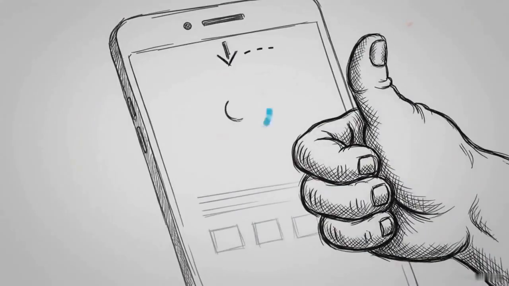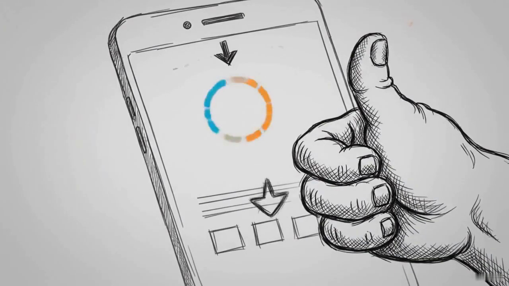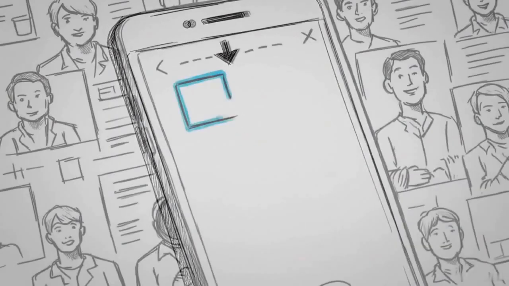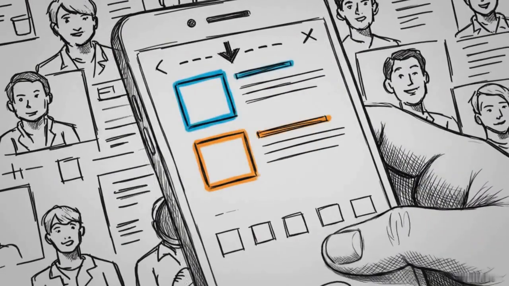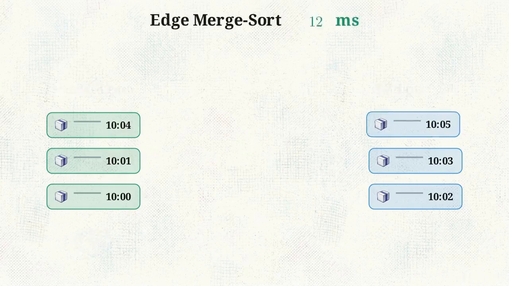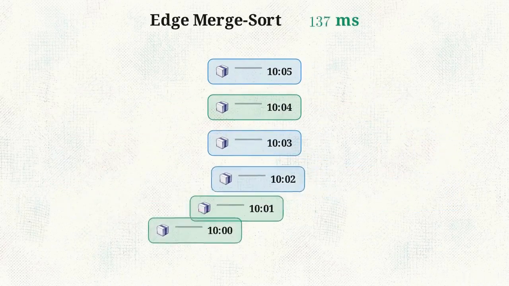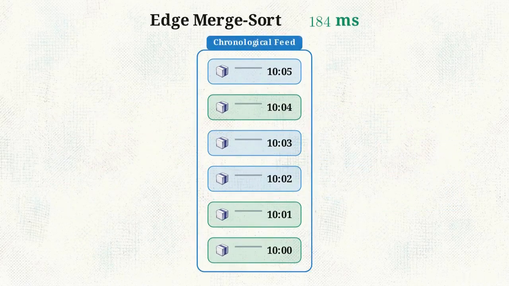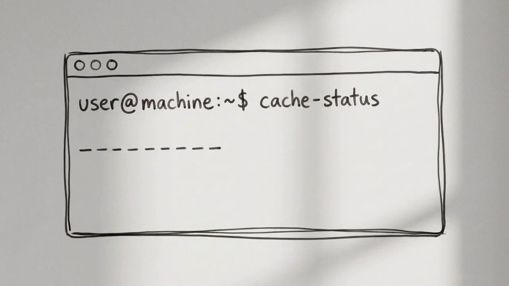The final assembly happens at the exact moment a user requests their timeline. An edge service parallel fetches data from both architectural sides. The edge service retrieves the pre-computed Redis list containing standard posts. Simultaneously, it pulls any recent updates from the celebrity pool, merge sorting the two streams in memory in under 200 milliseconds. The only friction in this model is the cold start.